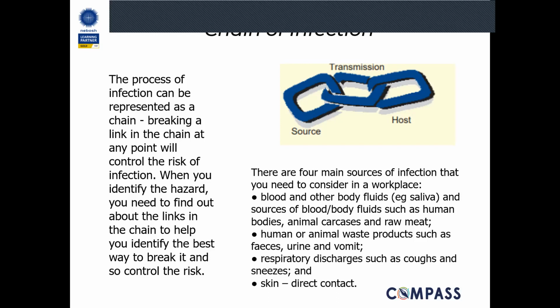So there are four main approaches that we use for this in the workplace. Firstly, blood and other body fluids and sources of blood and body fluids, such as human bodies, animal carcasses, and raw meat. Also, if you're handling or in proximity to these, there's a chance of infection taking place. From personal experience, I look at the time I spent at funeral care, and embalmers are particularly at risk from the deceased, whereby handling of the body and the movement of the, should we say, the liquids from the body, potential contact with skin themselves.